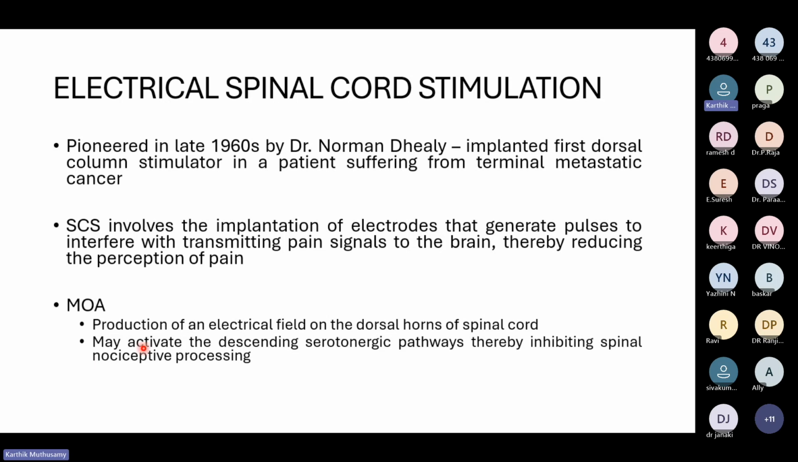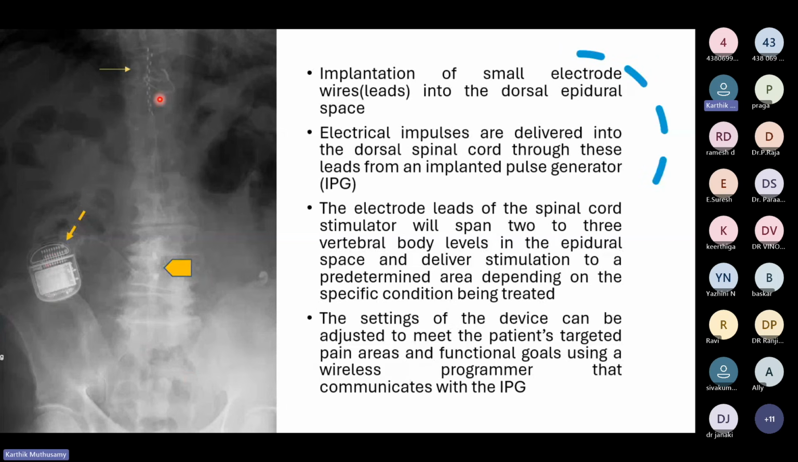The mechanism of action of electrical spinal cord stimulation is that it produces an electrical field on the dorsal horn of the spinal cord, thereby interfering with the pain perception pathway. Another proposed mechanism is that it may also activate the descending serotonergic pathways, thereby inhibiting spinal nociceptive processing. This is the electrical spinal cord stimulation device. What we do here is implant small electrode wires into the dorsal epidural space. The electrical impulses are delivered to the dorsal spinal cord through these leads from the IPG. This is the implanted pulse generator, IPG.